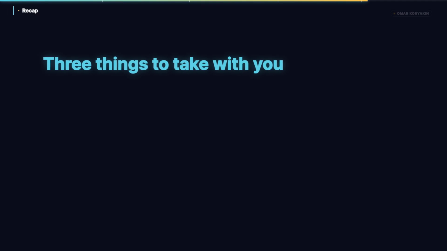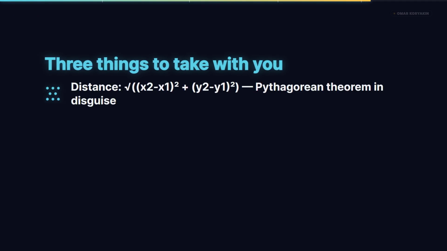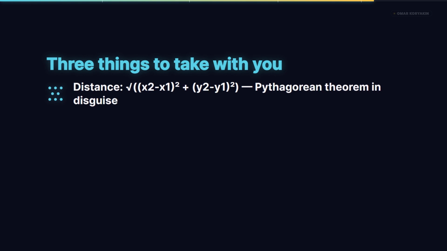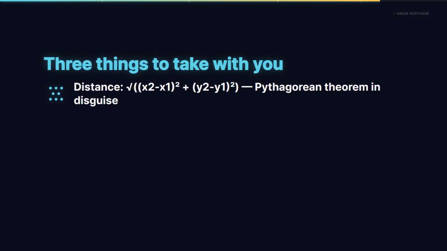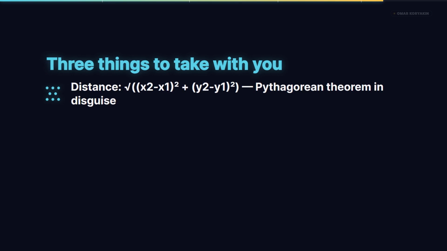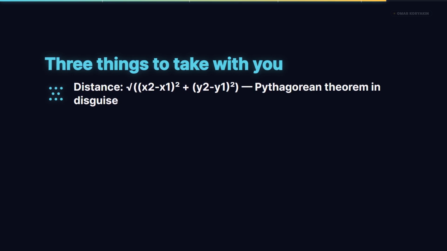3 takeaways for radical applications. The distance formula equals the square root of the sum of squared coordinate differences. Applies in 2 dimensions, 3 dimensions, and any number of dimensions by adding more squared terms inside the radical. Always reduces to the Pythagorean theorem geometrically.